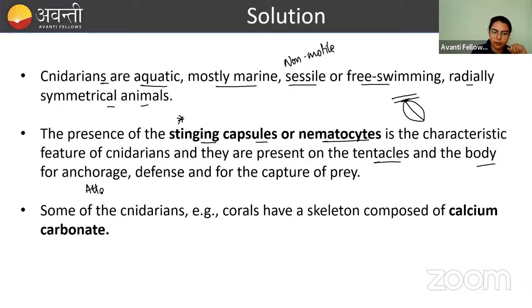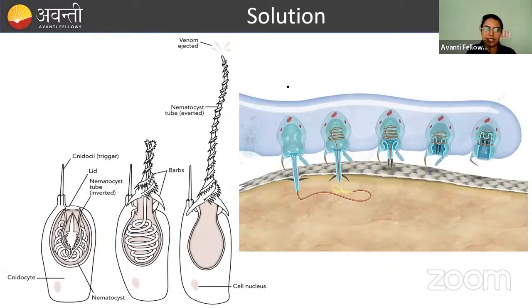Anchorage means attachment. So attachment, and defense, meaning protecting itself when a predator comes to try to eat it. If any other predator is coming to attack that Aurelia, it will defend itself through this mechanism of nematocytes, and it might also capture prey through this. You will see in the next slide how it does it. These specialized structures you can see here are nematocysts.